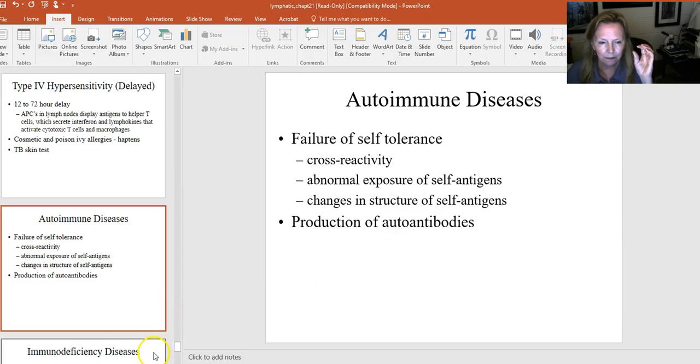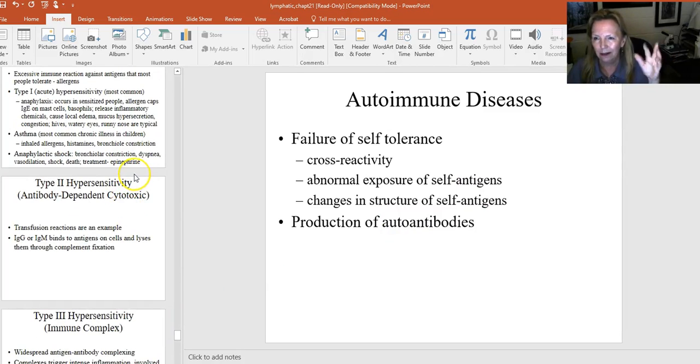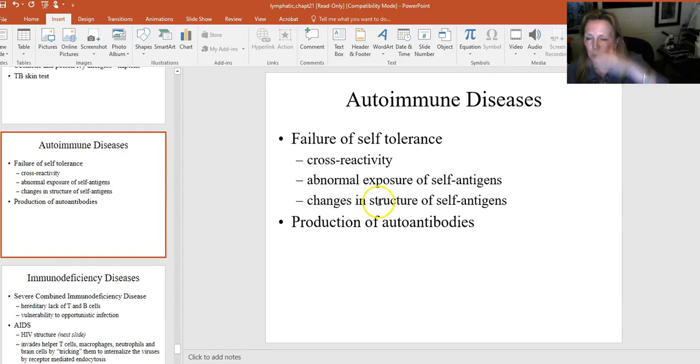antigens. Now, these were 4 different classes and you don't need to know which class is which, just realize that this is what can happen. These are the things that can happen when your immune system is over the top, working to actually now it's hurting you instead of helping you.